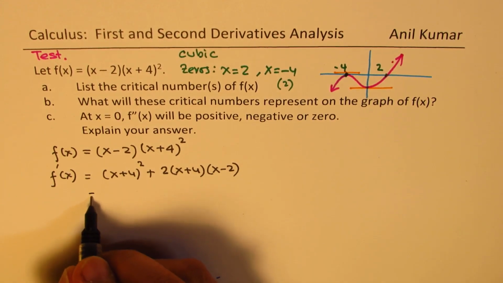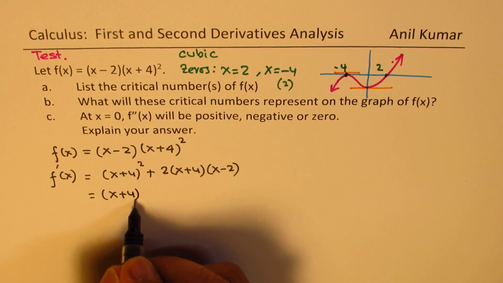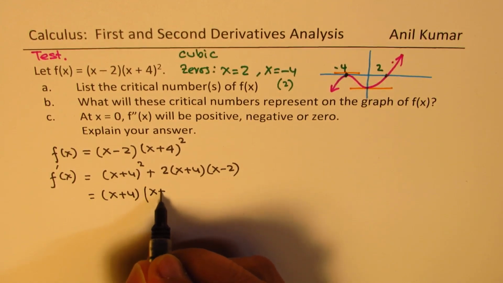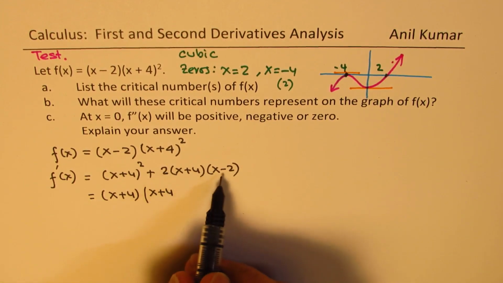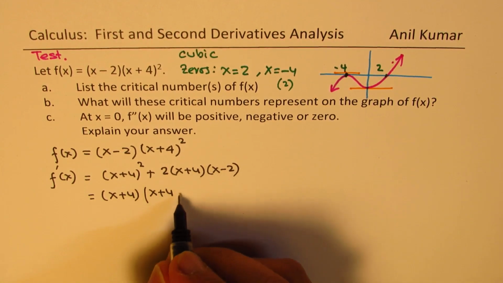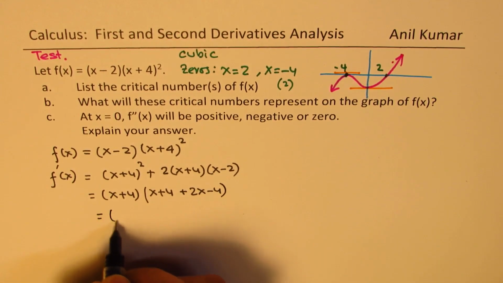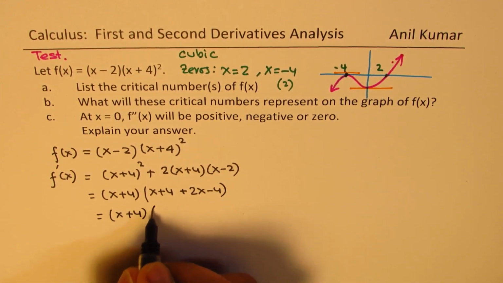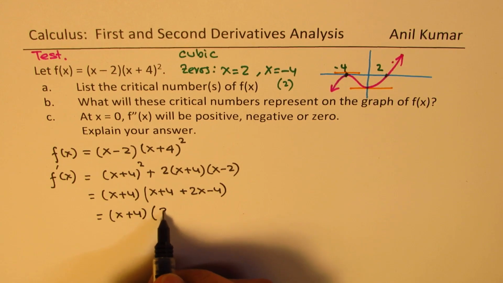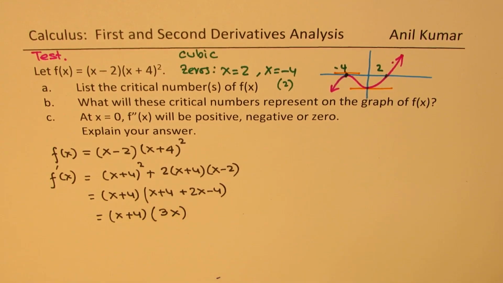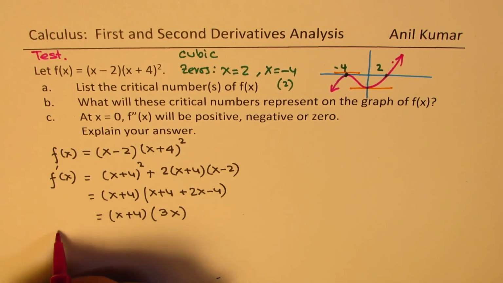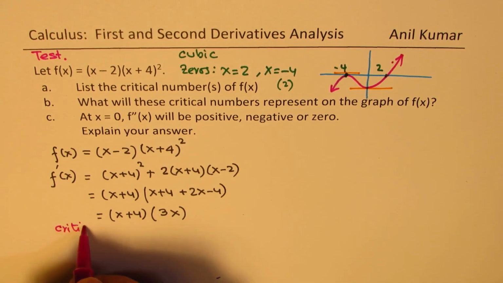To simplify, we can take x plus 4 as common, and we're left with x plus 4. And here we are left with x minus 2 times 2, which is 2x minus 4. So I could write this as x plus 4 times 3x, since 2x plus x is 3x and 4 minus 4 is 0. So that becomes our derivative, and from here we can find the critical numbers.